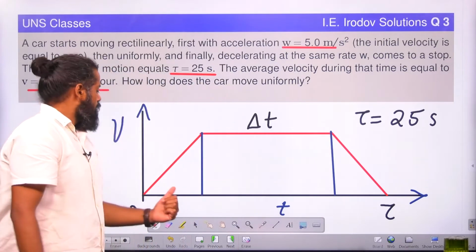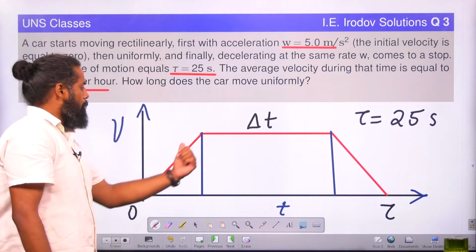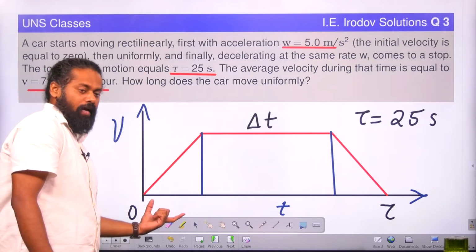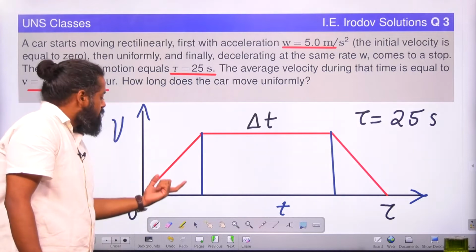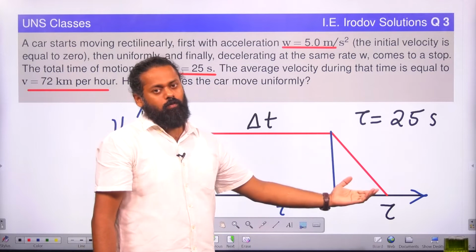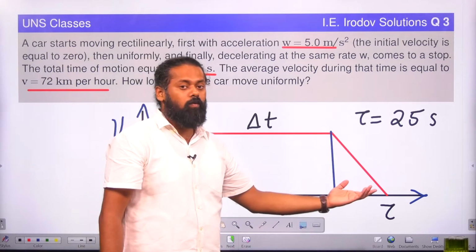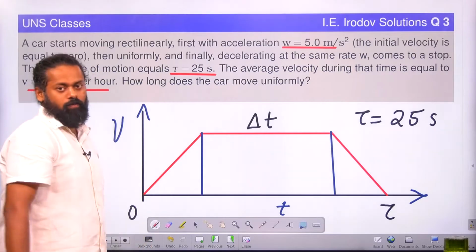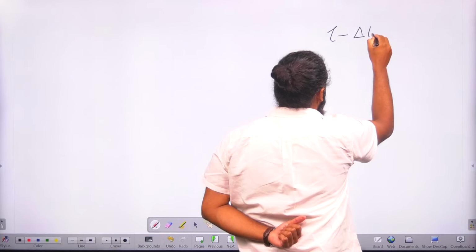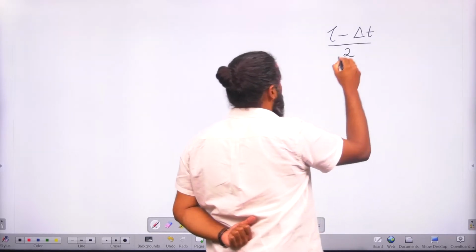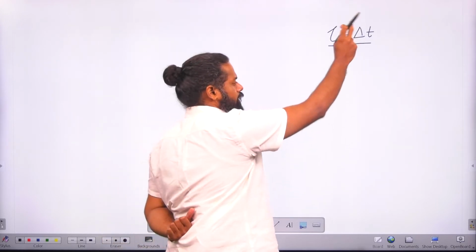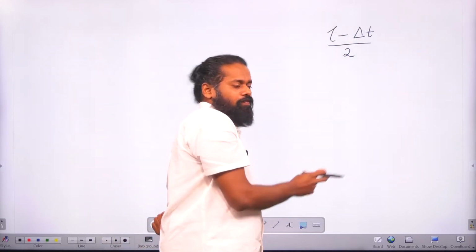Now one more thing: if you are accelerating from 0 to a maximum velocity, the time taken is going to be, let it be t1 time, or t. Exactly the same time the body will take to decelerate from that velocity to 0. That is the logic, so we can find out this time. The time during the acceleration is tau minus delta t divided by 2. This is the time for acceleration as well as deceleration, and delta t is the time during which the body was covering distance in uniform velocity.